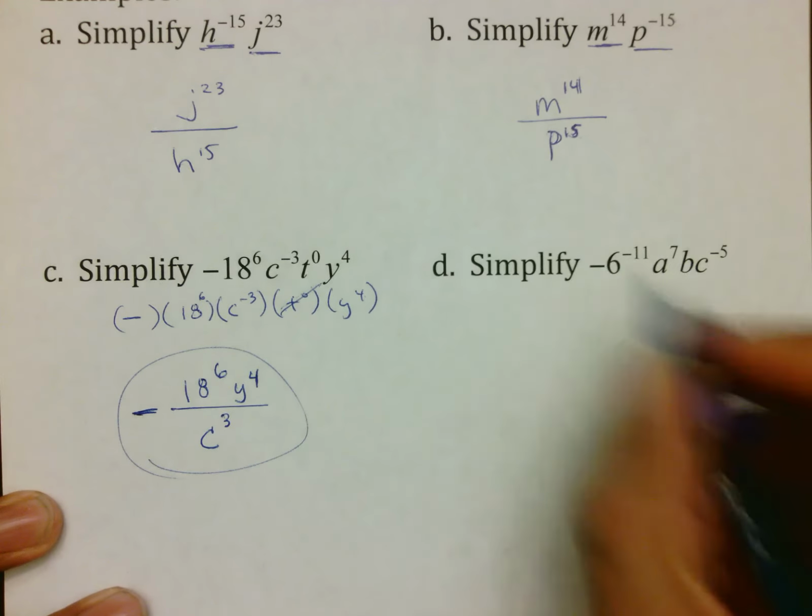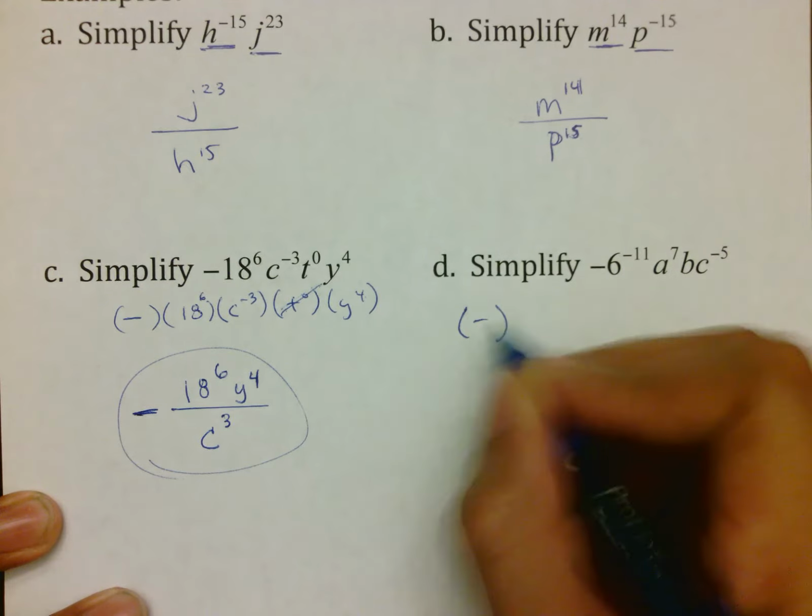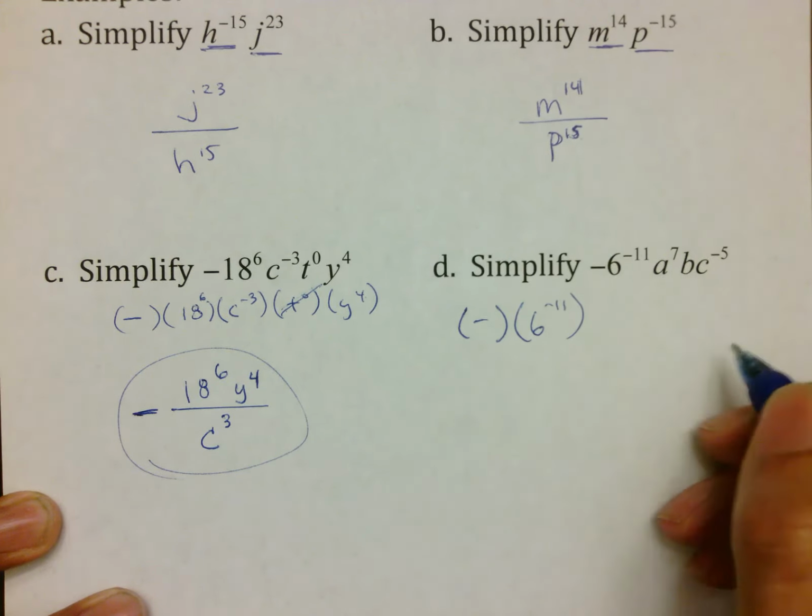So as we look at D, again, we're going to separate this into parts. We have a negative. We have 6 to the negative 11th.